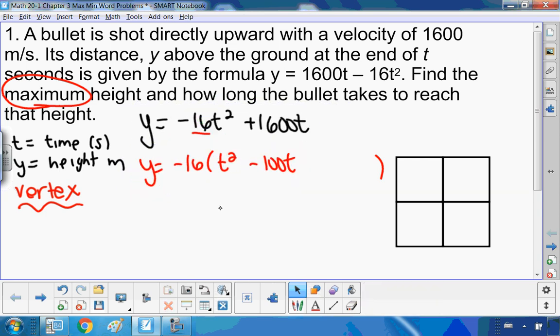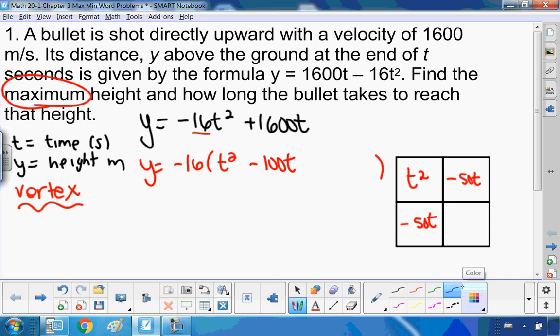So looking at this, I'll go to my box here. So I've got t squared here. I take negative 100t, I split it in half, so negative 50t and negative 50t. So I know that this is going to factor as a GCF here of t. The GCF along here is also t. That's how I get t times t is t squared. This has to be negative 50 because negative 50 times t is negative 50t. This also has to be negative 50 because t times negative 50 is negative 50t. So what is going to complete the square is negative 50 times negative 50, which is positive 2500.